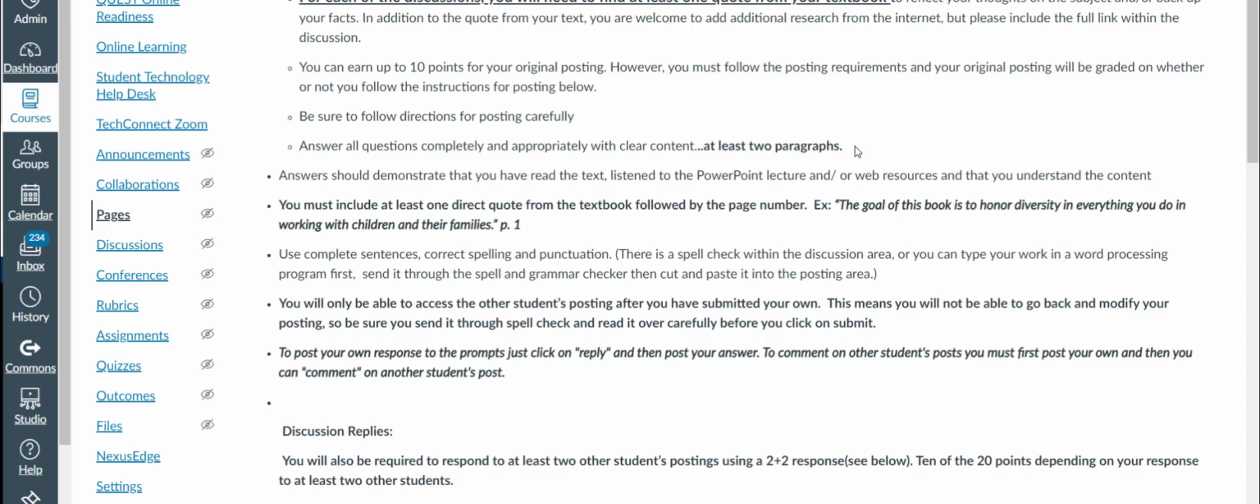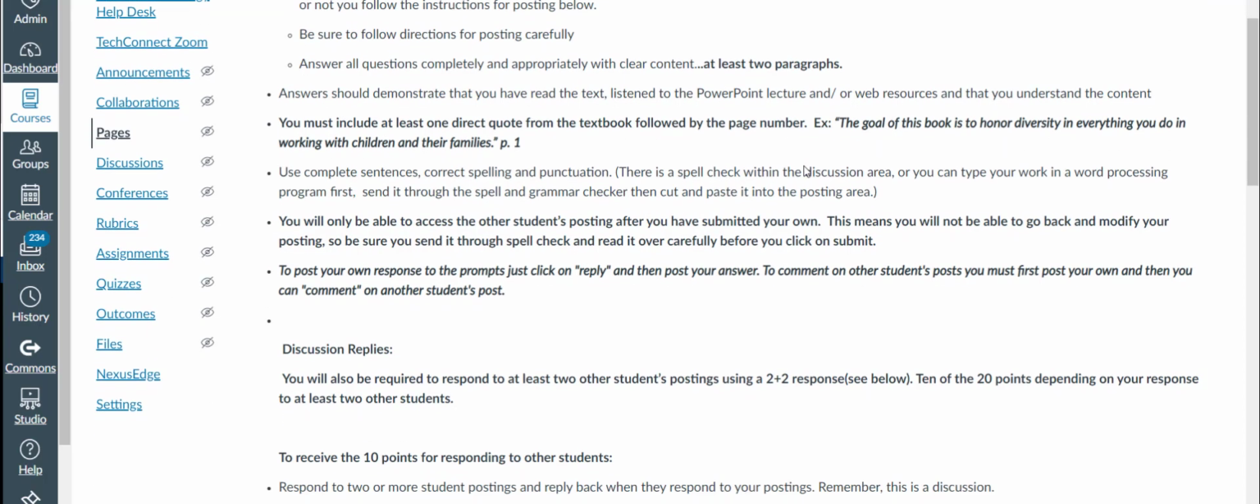You really need to show me and explain that you have some knowledge of whatever topic this discussion forum is talking about. When you answer in a one-sentence answer, you're not showing me that you understand the content or the topic. So remember that for every assignment, it's your chance to show me your understanding, and that is true of discussion forums. So at least 2 paragraphs.